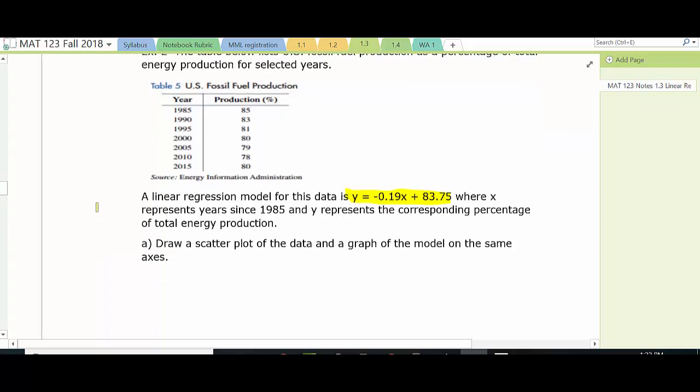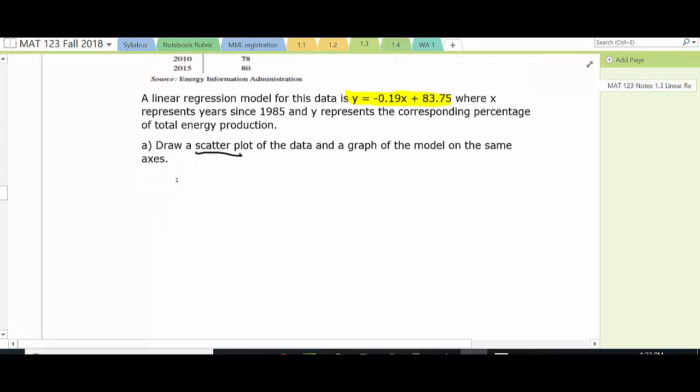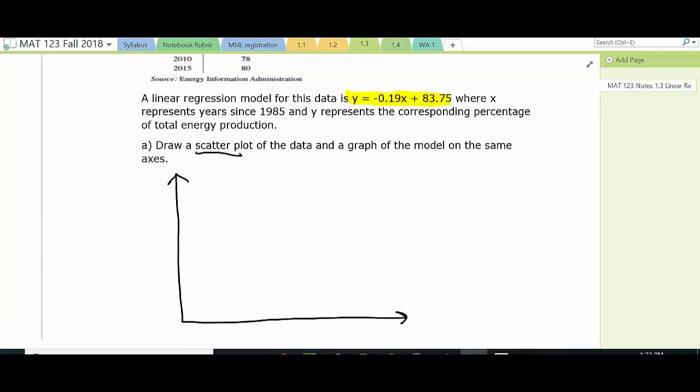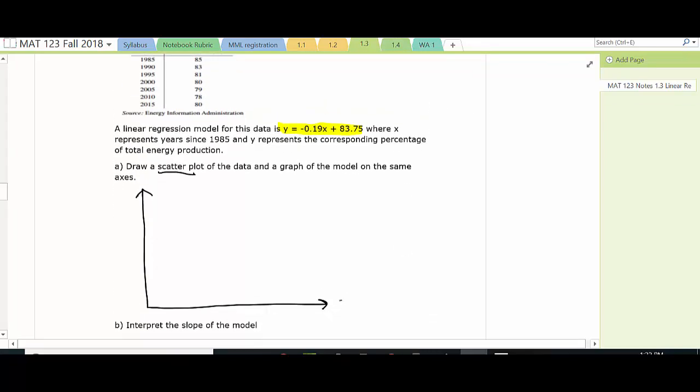So what we're going to do is a scatter plot. The first thing is a scatter plot. If I ask you to do a scatter plot, that just means plot the points. So what I want you to do is in this area here, just go ahead and draw yourself an axis. And then again, what we want to do is get this labeled and everything. So this is going to be the year.